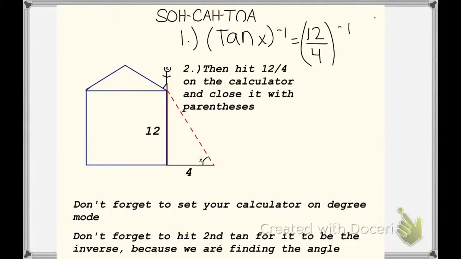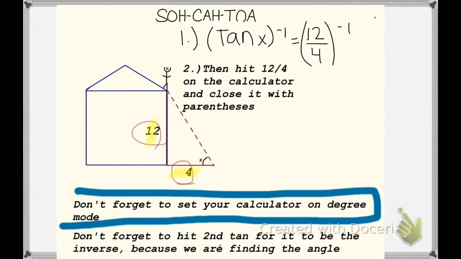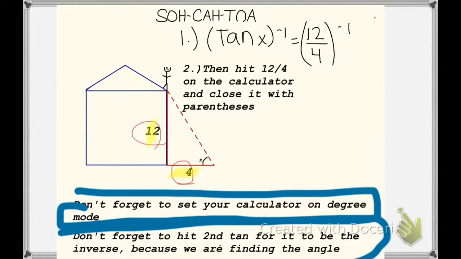To find the angle on which Bobby fell off the building, we are going to take the height of the building and the length to which how far away she fell from it. These two numbers give us the measurements opposite to where she fell and adjacent to where she fell. To start solving this, don't forget to set your calculator on degree mode because that is essential to get the right numbers. Also, don't forget to hit the second tan for it to be the inverse because we are finding the angle.